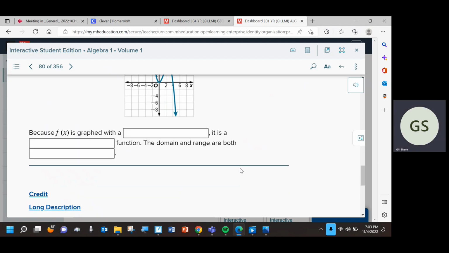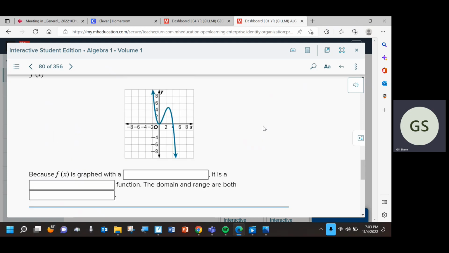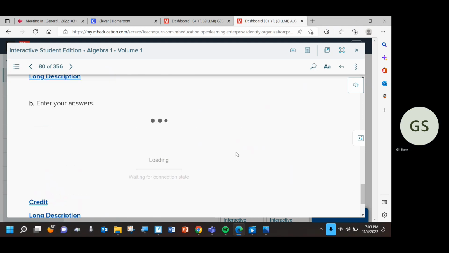As far as domain and range goes, in this particular case, the domain would be all real values and the range would be all real values. This graph will continue to go left forever. It'll continue to go right forever, which means the domain is infinite, all real numbers. And hopefully, obviously, you see it will go up forever and down forever, which means every y value is a possible output. So all real numbers.